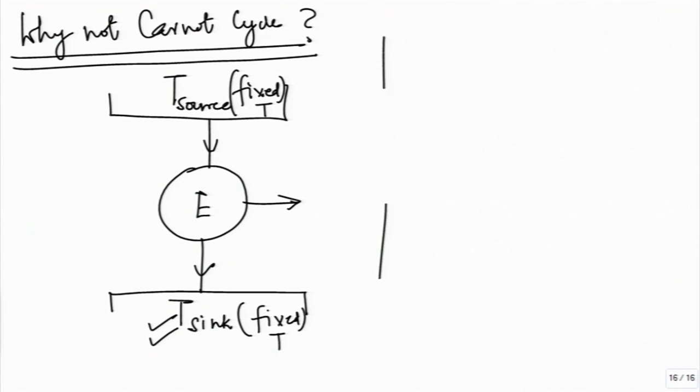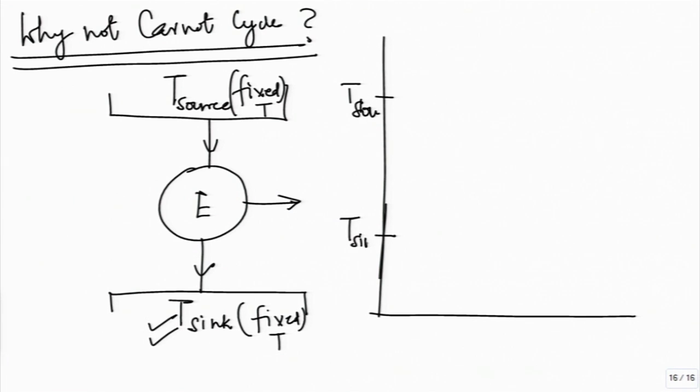On a TS diagram, as you absorb heat, say this is T1 or T source and this is T sink. T sink remains unchanged, but as you absorb heat, the source temperature itself reduces because it does not have a very large or, in principle, infinite capacity for providing heat at a fixed temperature. You have flue gases coming out of a combustion chamber, the flue gases are at a high temperature, but the moment you start absorbing heat, the temperature reduces.